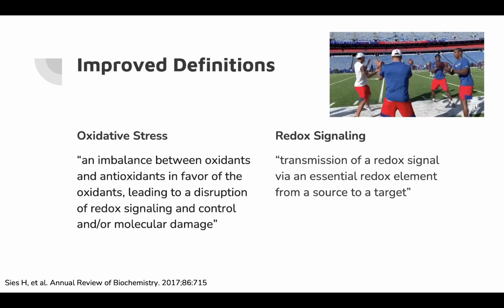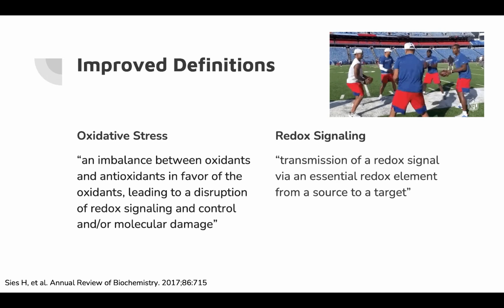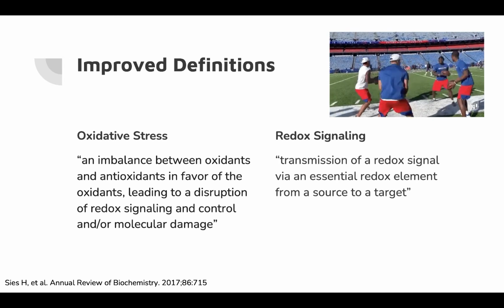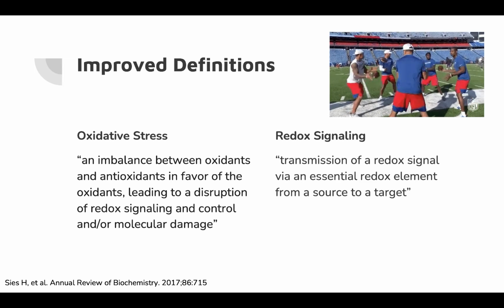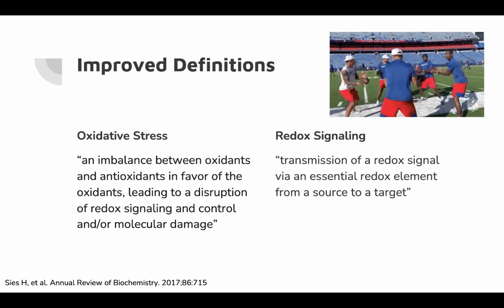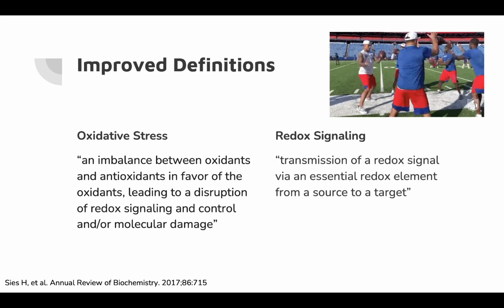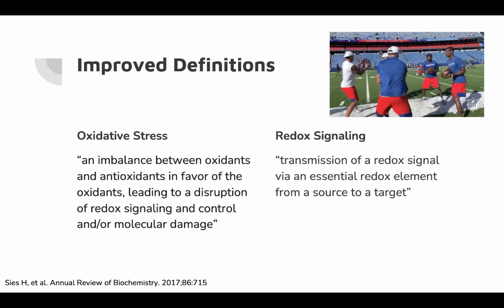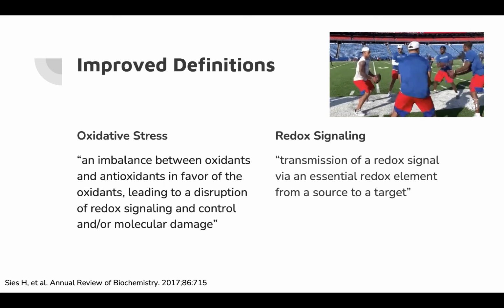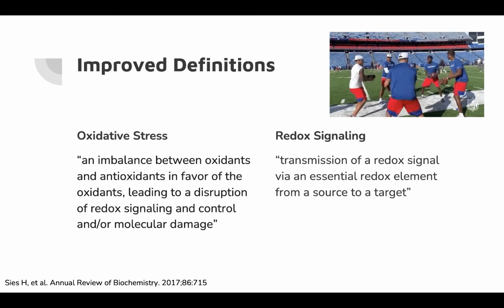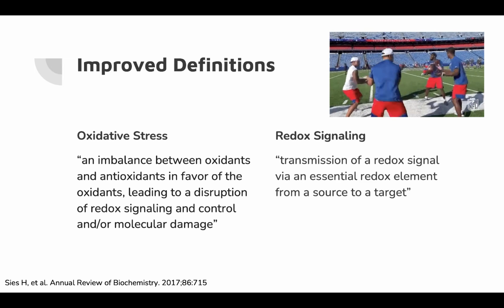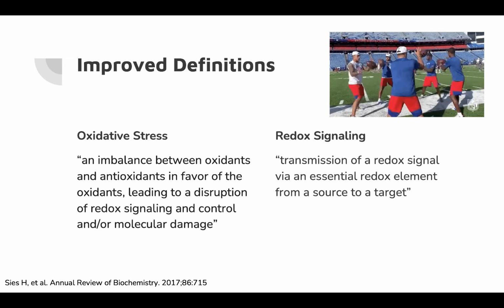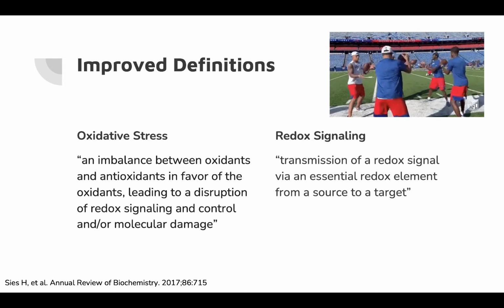On the other side of the coin, maintenance of a physiological level of oxidant challenges, or oxidative eustress, is really essential for managing processes and metabolism through redox signaling. Redox signaling is the transmission of a redox signal through an essential element of redox from a source to a target. So basically moving an electron from one compound to another to manage a signaling cascade or to get rid of a free radical.